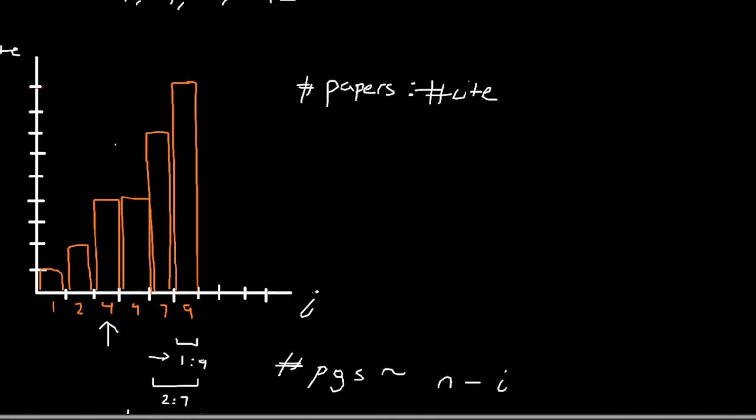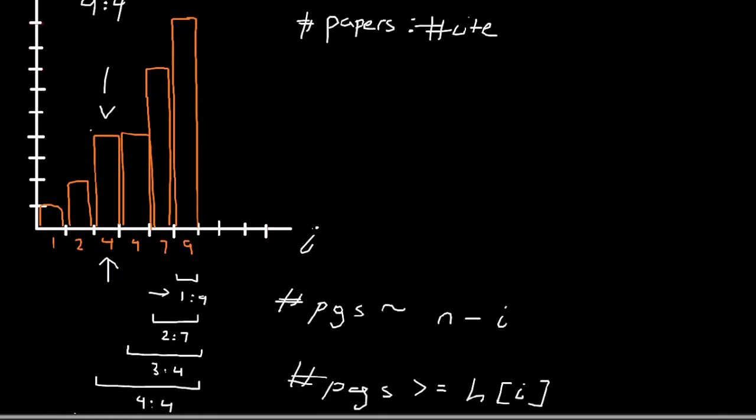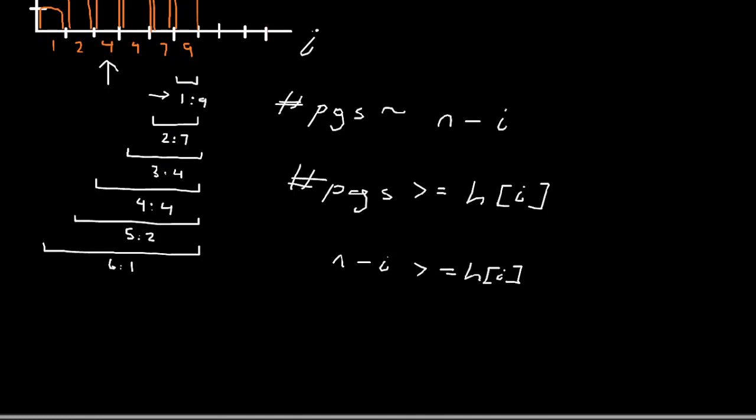So for example, once we're right here, we see that the number of pages is equal to 4 and the number of citations is equal to 4. Once we go here, the number of pages is equal to 5 and the number of citations is equal to 2. After this, the number of citations will continue going down. Our possible h values will continue going down. So our maximum h value will be the first one that we encounter that satisfies this condition right here.